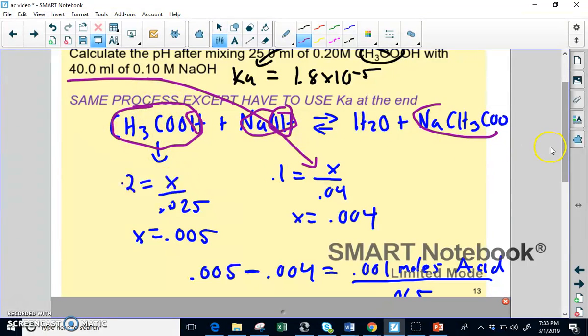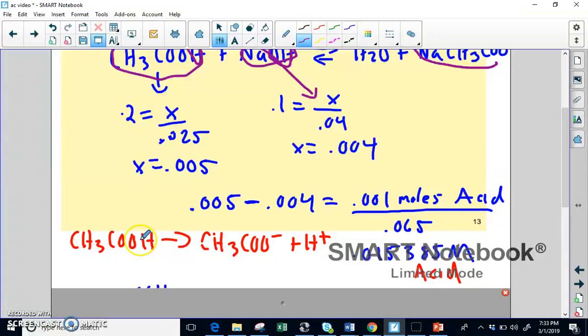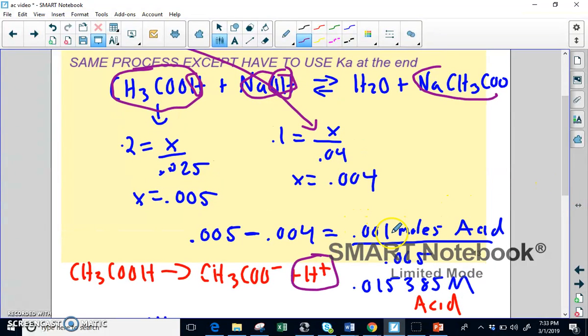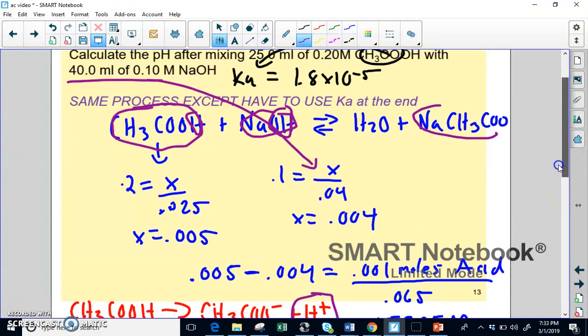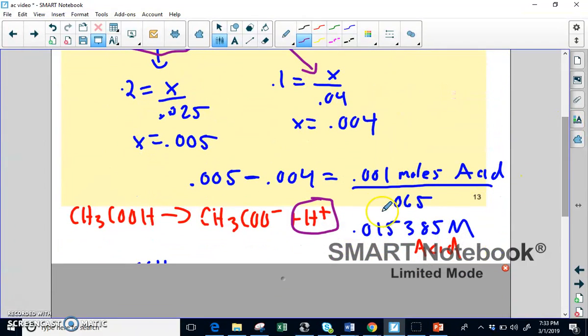What is this acetic acid going to do? Well, the acetic acid that's left and hasn't reacted is going to react as an acid and produce some H+. And again, that's going to make the pH not be neutral. Well, how much? We just found that it'd be 0.001 moles of acid, so we have to find the molarity of that. To do that, we have to add the volumes together. So we add 0.25 and 40, and we get 65. And we have to convert that to liters.